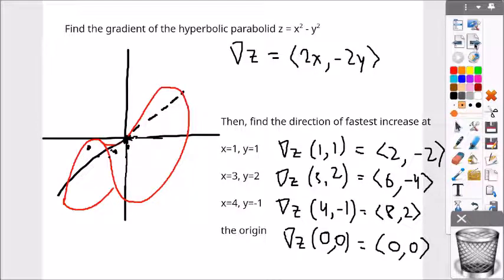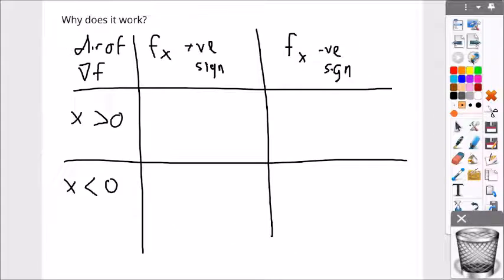So that's an application of how to use it. So why does it work? I think this explanation is pretty convoluted, and I think it will make more sense when we get to the next part of this lesson, the level curves and level surfaces. But why does it work?